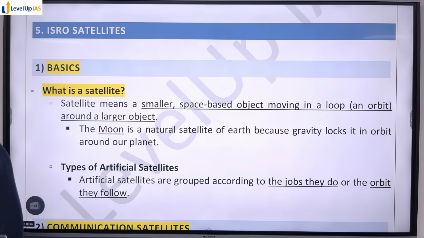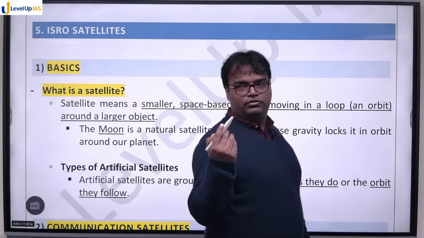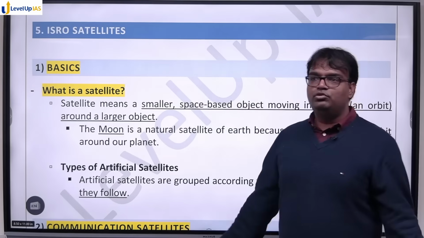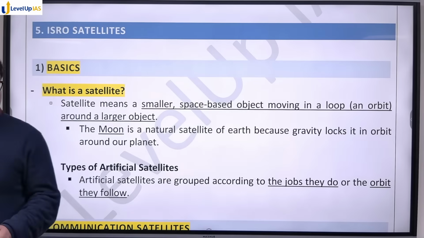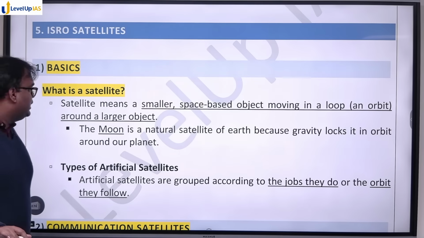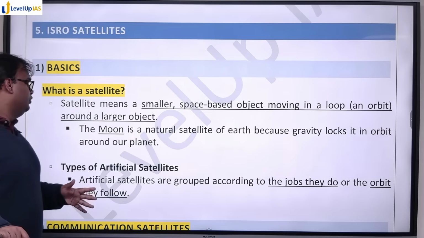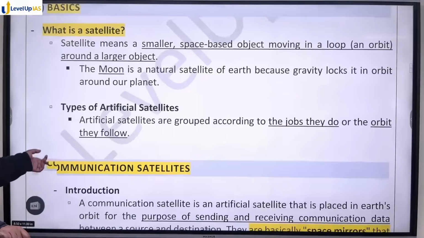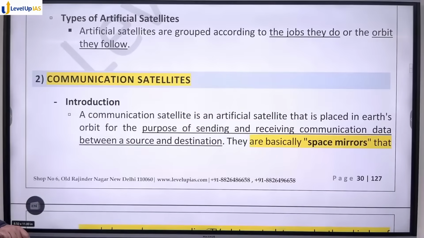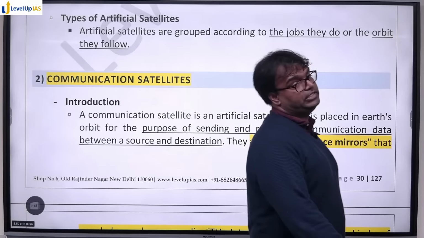Now let's talk about satellites. We know a natural satellite like the moon. Moon is a natural satellite to Earth. It revolves around Earth. Satellite means a smaller space-based object moving in a loop and orbit around a larger object. For example, the moon is a natural satellite. There are a number of artificial satellites also. Artificial satellites can be divided into various categories on the basis of their application.